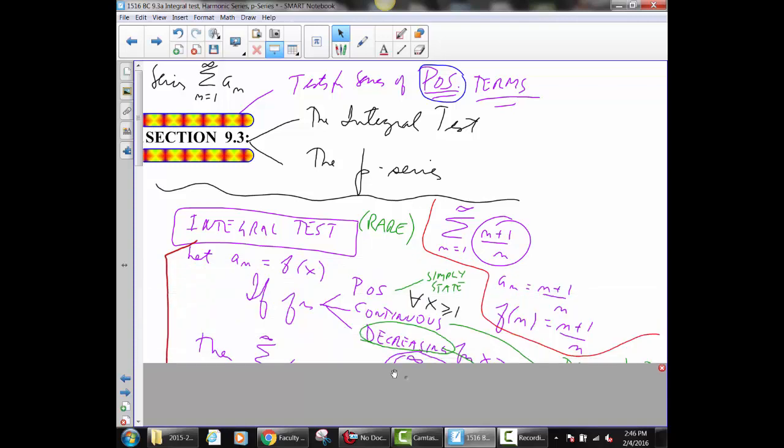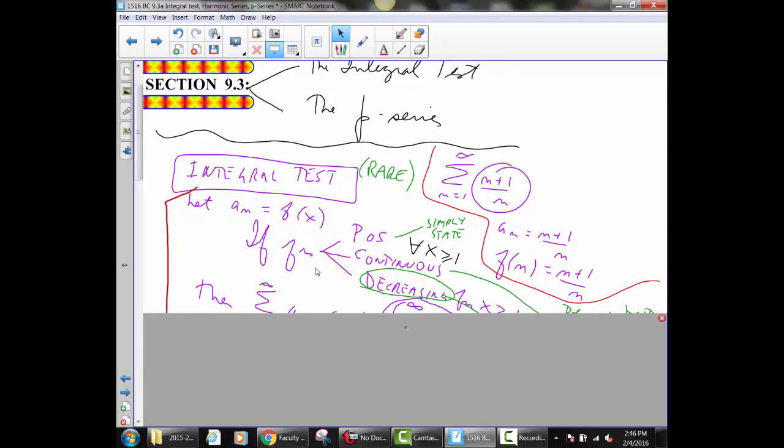Okay? So if we start off, for example, with this series right here, n plus 1 over n, your an is n plus 1 over n. So what we're going to do is look at it as a function, f of n, or f of x, whichever you prefer. So if my function is positive for all x greater than or equal to 1, all you have to do is write out the first few terms and convince yourself that it's positive. You don't have to prove it.